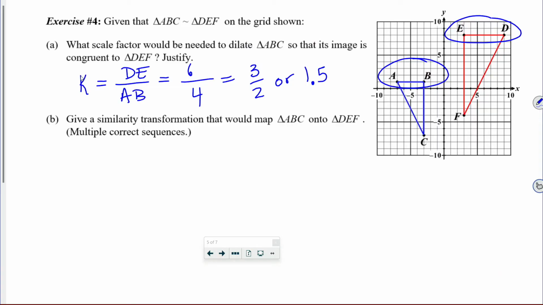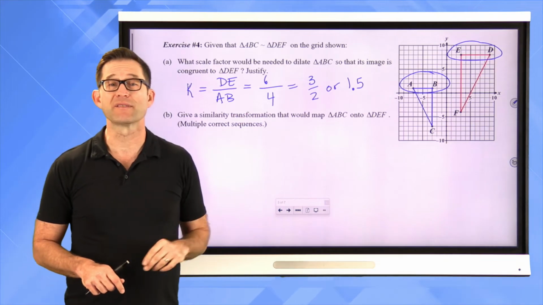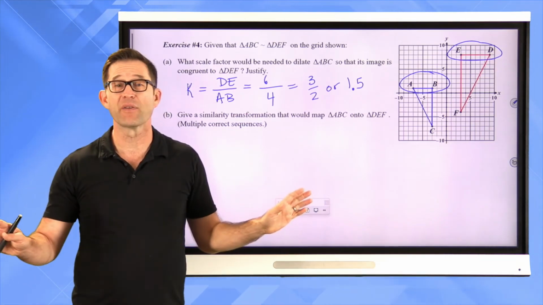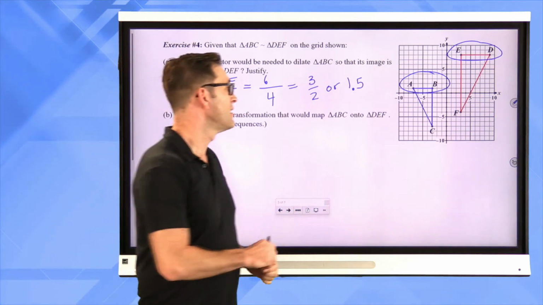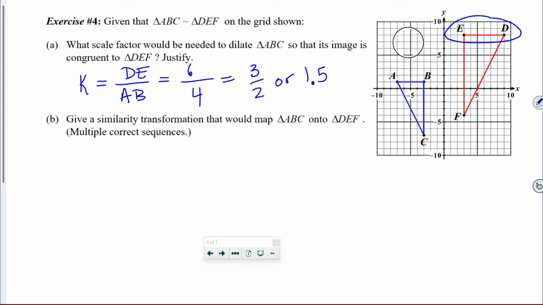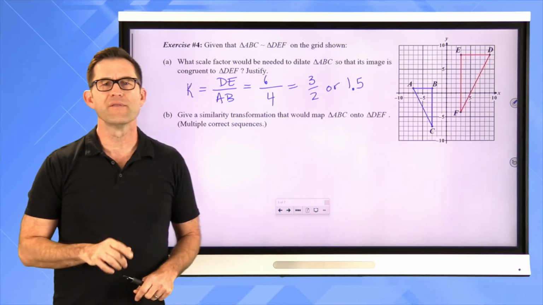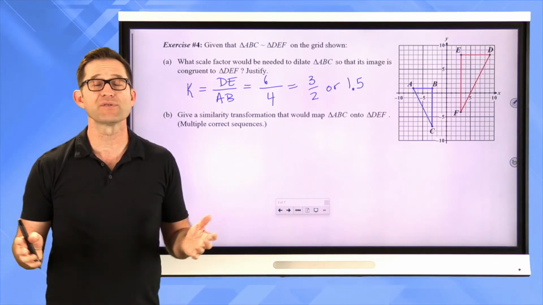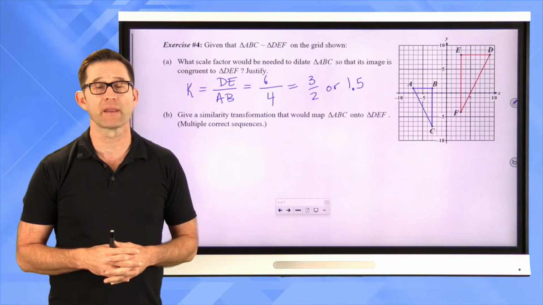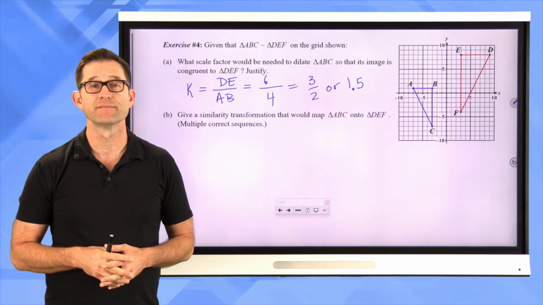Give a similarity transformation that would map triangle ABC onto triangle DEF (multiple correct sequences). And I probably should have put that multiple correct sequences in on everything else we've done so far because there are multiple correct sequences. Let me get rid of this so that we can see it better. Why don't you pause the video now and go ahead and see if you can come up with a sequence. And again, there are many of them, so whatever one I come up with most likely won't be identical to the one you do.